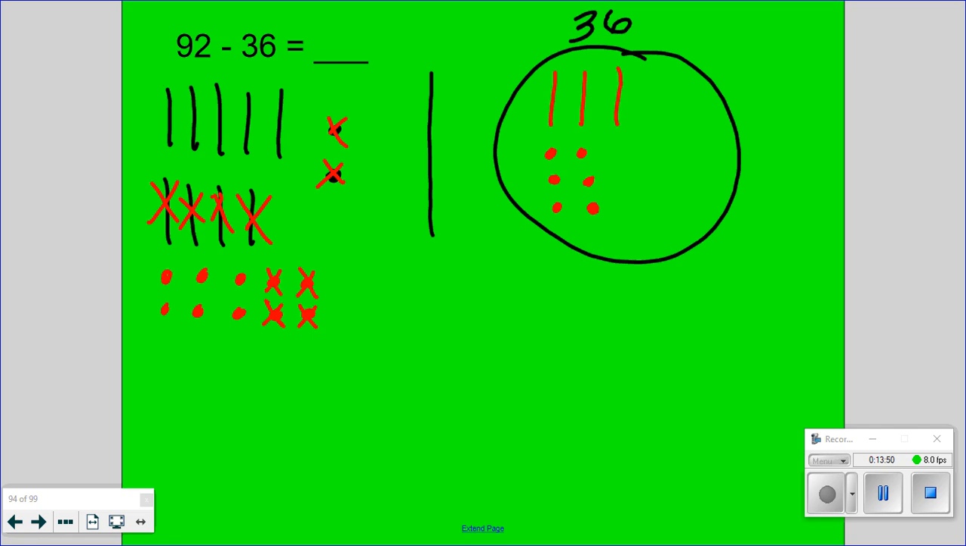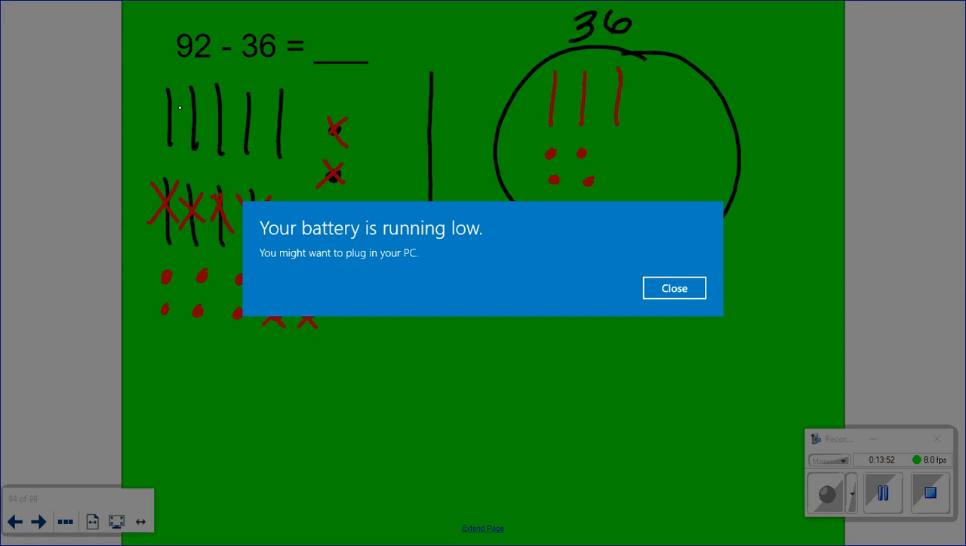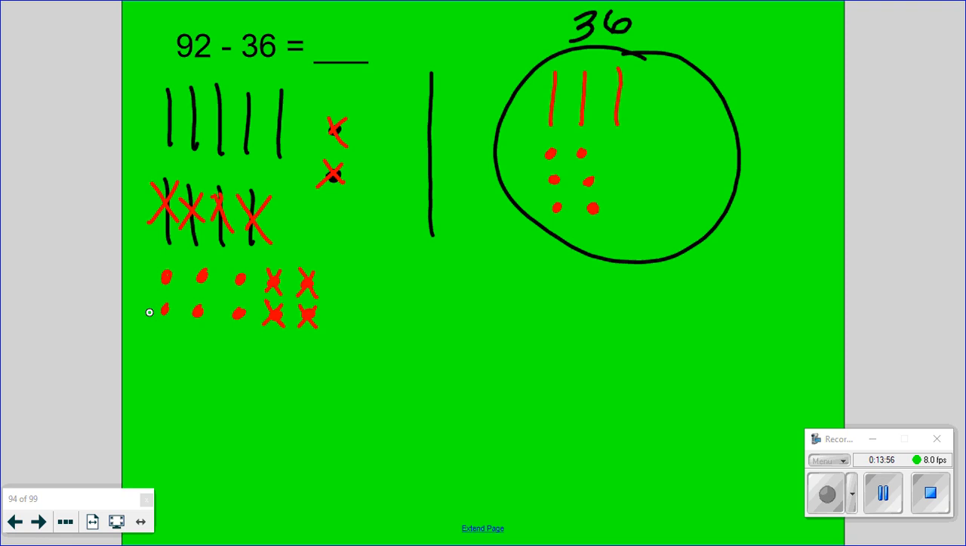All right, let's count what we've got left. 10, 20, 30, 40, 50, 51, 52, 53, 54, 55, 56. 56.